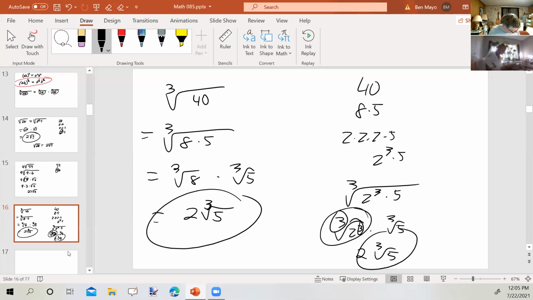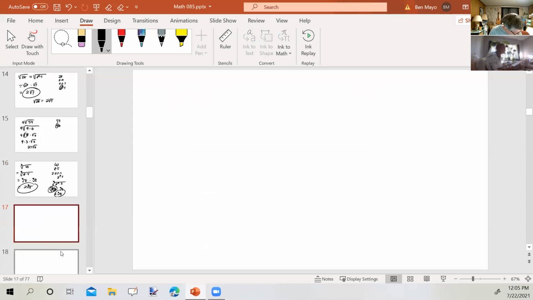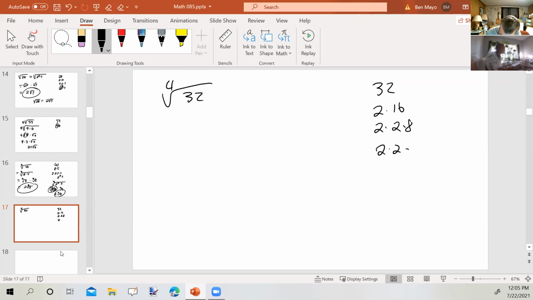Now, let's see here. How about the 4th root of 32? So I'm looking for something raised to the 4th power. 32 is 2 times 16, which is 2 times 2 times 8, which is 2 times 2 times 2 times 4, which is 2 times 2 times 2 times 2 times 2, which is 2 to the 5th power.